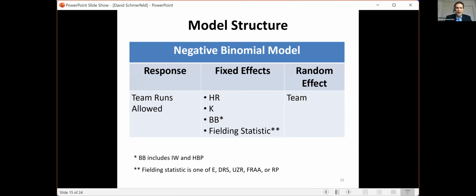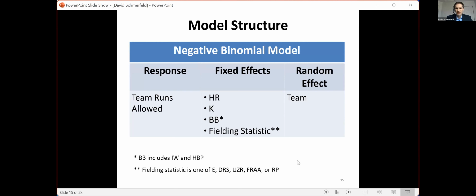Here's a summary of my model structure, just to wrap up what I've been mentioning. The response is going to be team runs allowed. The fixed effects are going to be home runs, strikeouts, and walks, where walks are also going to include intentional walks and hit by pitches. And I'm going to include a fielding statistic. And then each team is going to be a random effect.